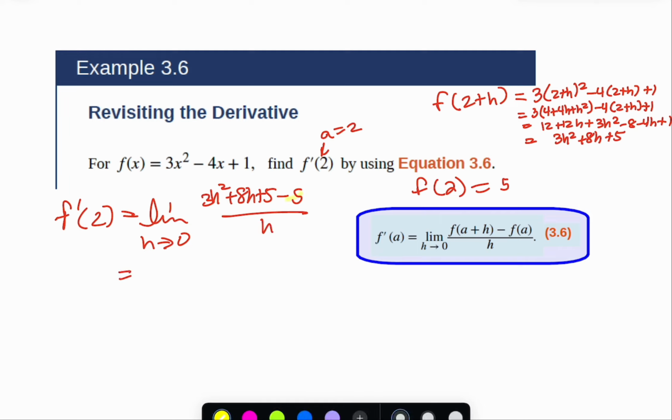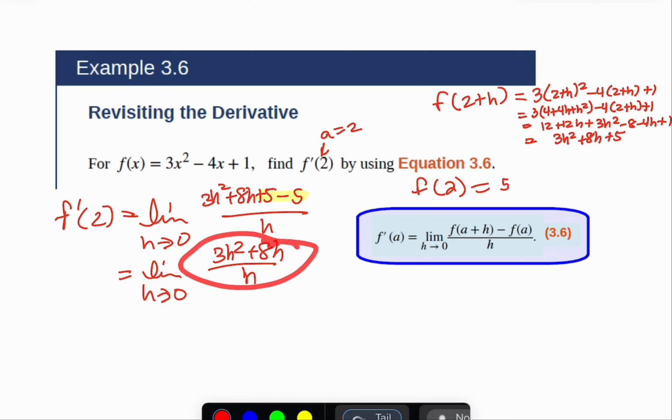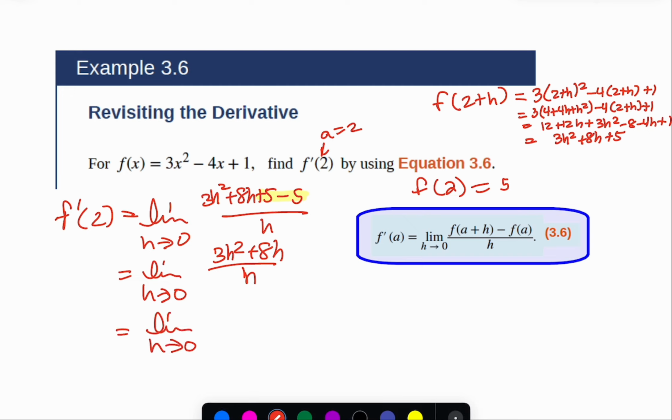Now, what's going to happen is our 5's are going to cancel. If you did it right, the difference quotient will tell you at this point, both things on top should be divisible by h, so we should be able to divide off the h. So we get the limit as h approaches 0 of 3h plus 8. And now we can plug in 0.